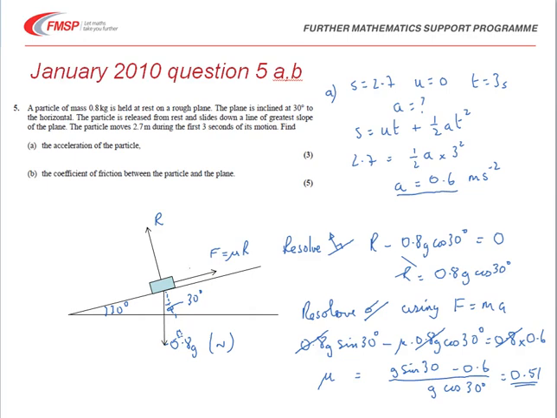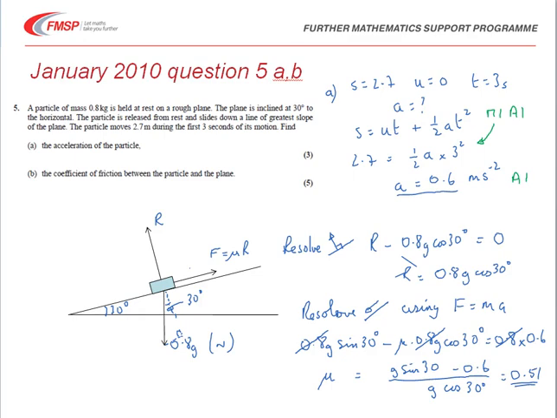Right, let's look at how the marks were allocated in that question. 3 marks in the first part of the question. The first 2 marks for using the equation s equals ut plus half at squared, so M1 and A1 for getting the equation correct with the correct substituted values, and then another accuracy mark for getting the correct answer, 0.6.